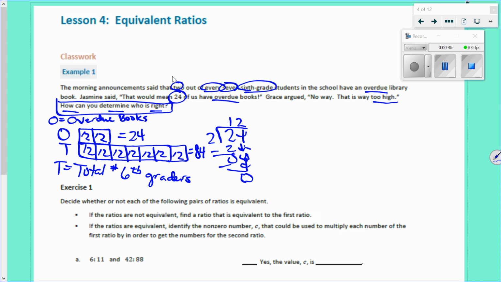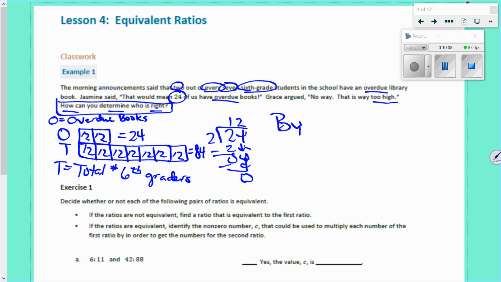Is that you, Ava? Yeah. We don't know how many sixth graders there are, right? Exactly. So how would we determine who is right? What's the answer to that question? We can not find out unless we know how many sixth graders there are. So how can you determine who is right?